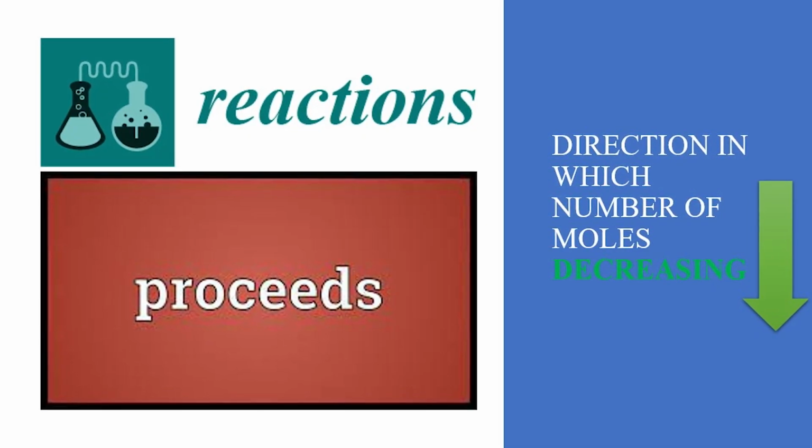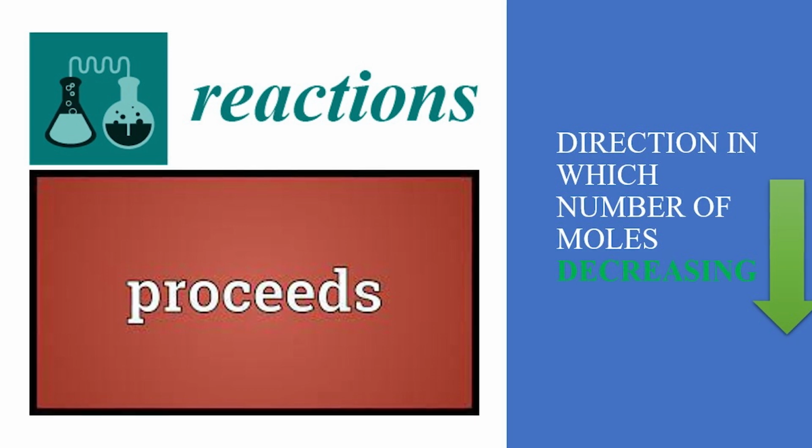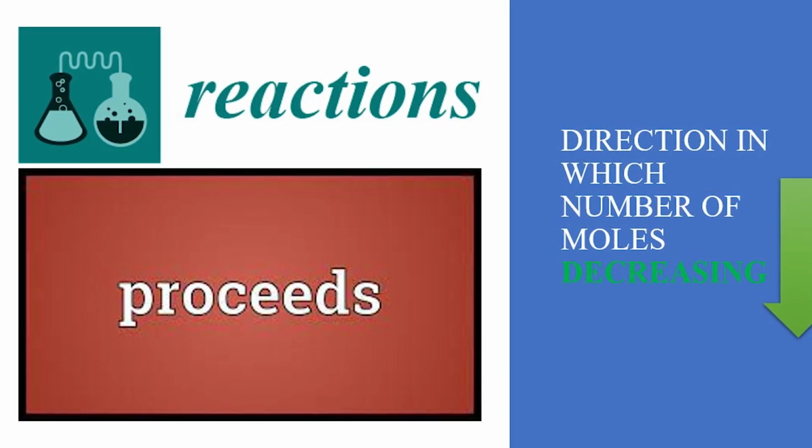So, according to Le Chatelier's principle, on increasing the pressure of the system, the equilibrium will try to reduce its effect. To maintain the equilibrium, the system will try to decrease the number of moles per unit volume. So, the reaction proceeds in the direction in which the number of moles decreases. So, a system in equilibrium, on increasing the pressure, will move in the direction in which the number of moles decreases. That is the effect of pressure.